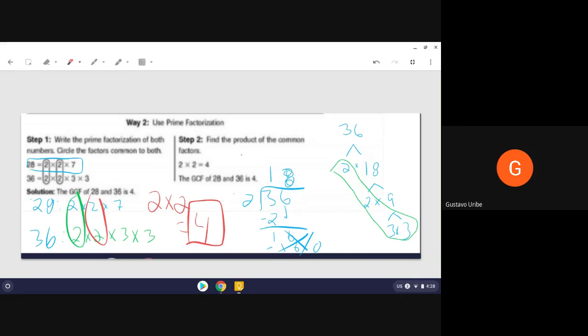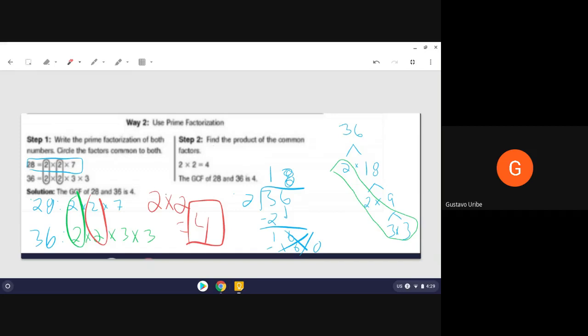So you find the product of the common factors. So we had two pairs of 2s. So there's 1, 2. The common factor here was 2. The common factor here was 2. And we multiply all the common factors that we found. 2 by 2 gives us 4. Therefore, the GCF of 28 and 36 is 4.